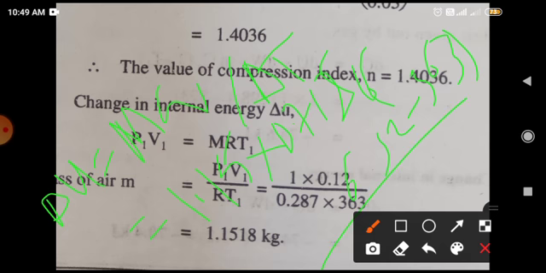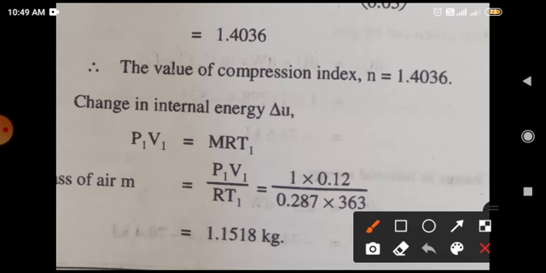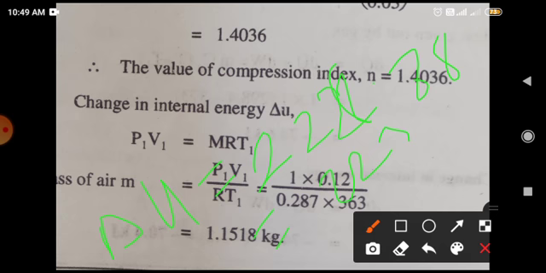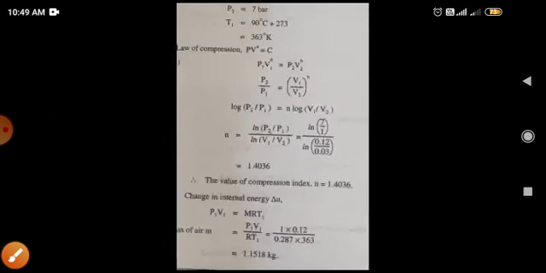Doing all this calculation as I told you, you will get the change in internal energy, delta U, equals about 222.85. That means about 223. Approximately, you will get the value of 223 for that particular internal energy.